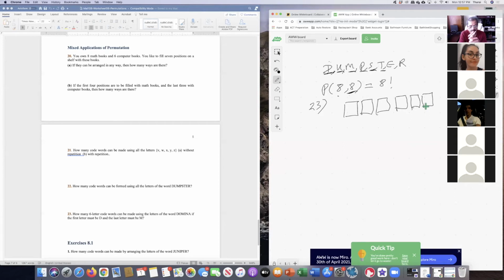So that means, in how many different ways can I fill the first one? And also remember, each letter can be only used once. You're using the letters of this word, so you don't have repetition of those letters. You can only use them once.